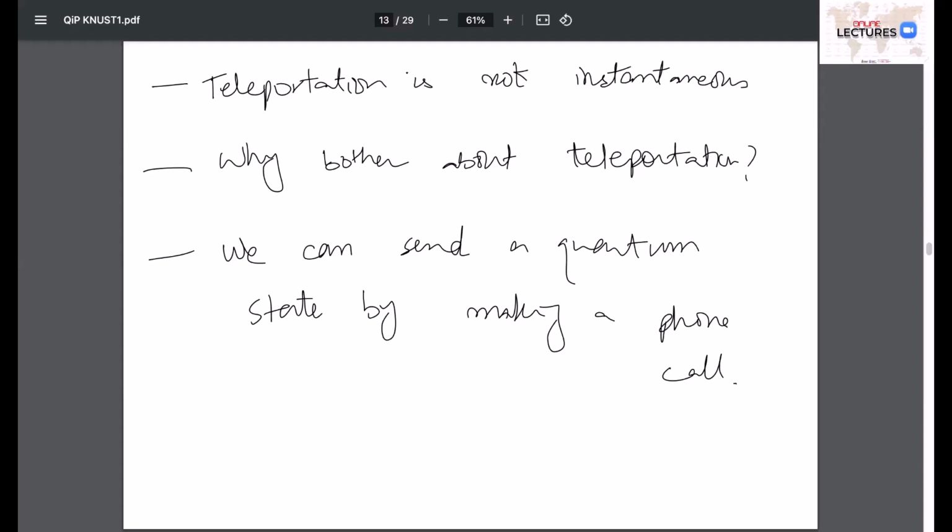So the question is, if teleportation is not instantaneous, why do we bother so much about teleportation? What's so interesting about it? The answer is that using just 2 bits of classical information, we can transmit potentially infinite amount of information, because the quantum state can be any state from the Bloch sphere, right? When the quantum state is teleported from Andrea to Blaze, even Andrea doesn't know what the quantum state is. If she has not created the quantum state, she doesn't know which quantum state it is.